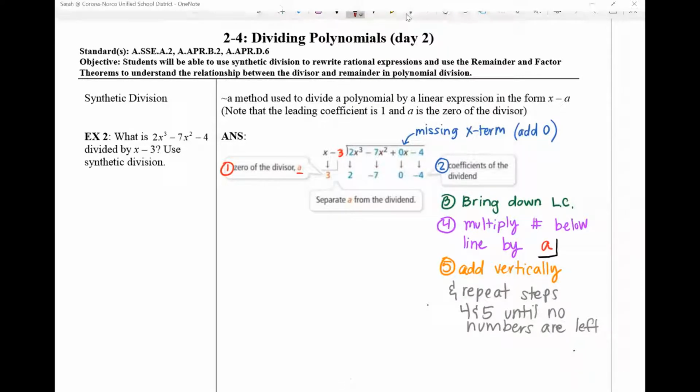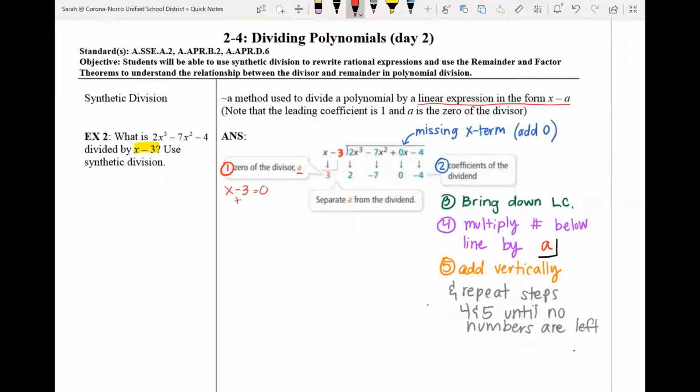So this only works when I have a linear expression in the form of x minus a. So the leading coefficient is 1 and a is the 0 of the divisor. And so in order to divide using synthetic division, what we're first going to do is take our divisor. In this case, it's x minus 3, and we're going to find its 0. So I'm going to set x minus 3 equal to 0 and solve for x.